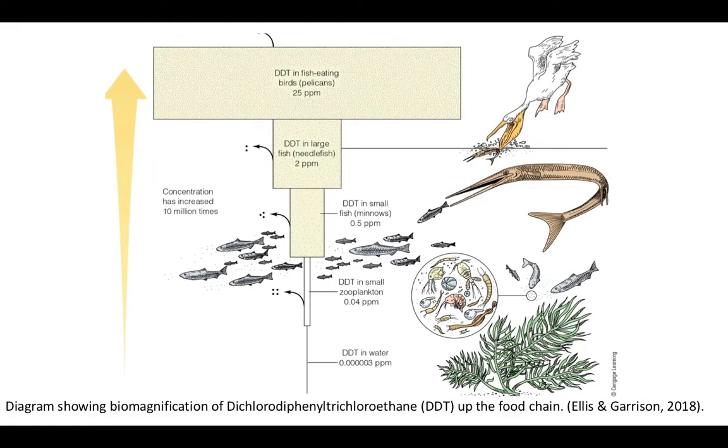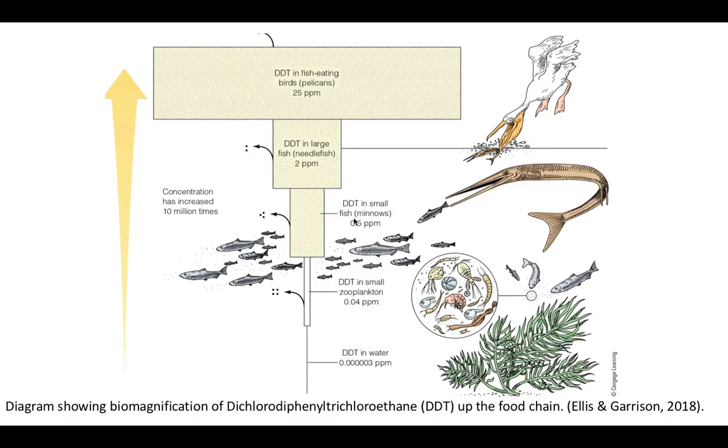Okay, so this is showing organisms of various trophic levels. At the bottom we have lower trophic levels, and at the top we have higher trophic levels. And you can see at the bottom you have DDT, which is a toxin that is present in pesticides, in pretty low concentration in that water. So 0.0000003 parts per million. Not very much. But as that zooplankton starts to consume that water, or is just present in that water, it starts to bioaccumulate that in its tissues.